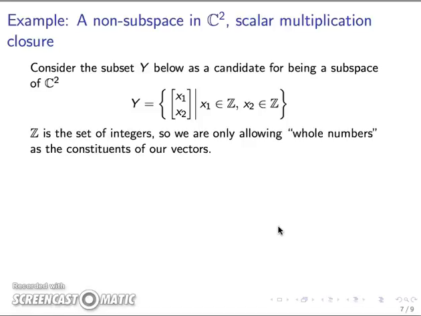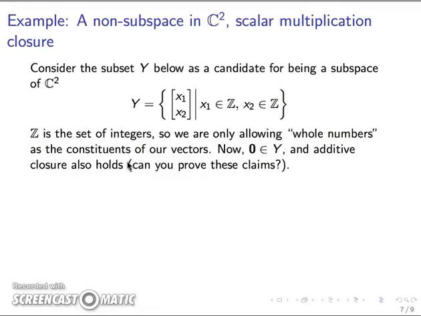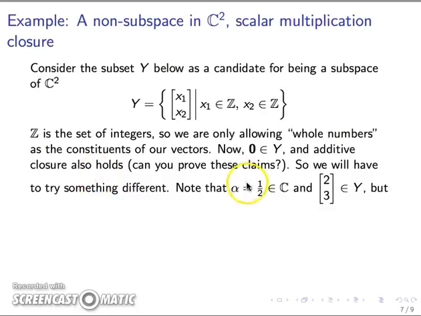Okay, so here we have another example of a subset of C2. The constraint here is that the entries are integer numbers. We can check that 0 is a member of this set Y, and we can also check, as an exercise left for you, that this set satisfies additive closure, being closed under addition. However, the problem will arise here with scalar multiplication.